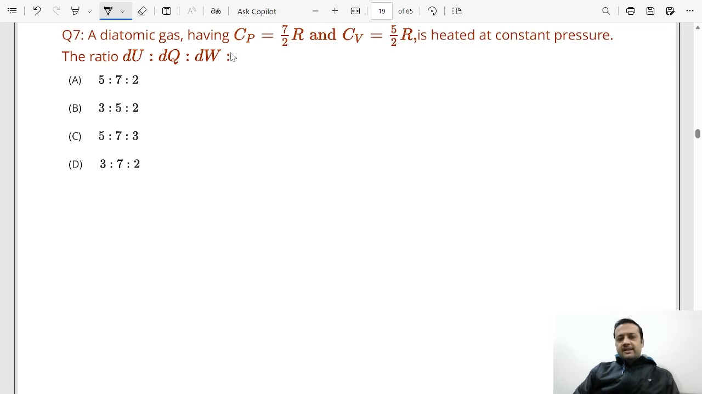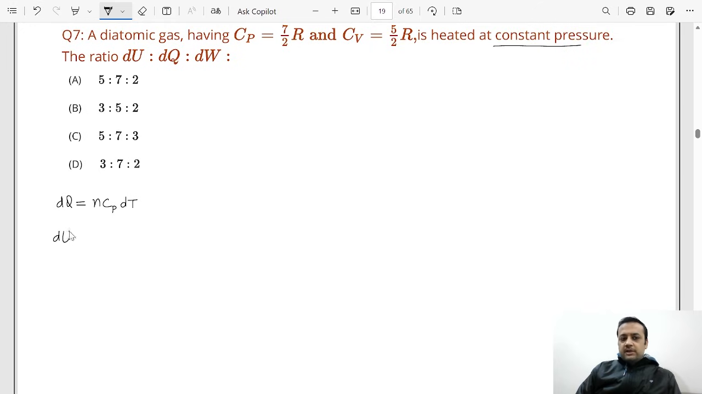Here what happens, there is a diatomic gas. Cp is equal to 7 by 2 R, Cv is equal to 5 by 2 R, heated at constant pressure. Then the ratio dU is to dQ is to dW. Now see, when you heat something at a constant pressure, dQ can be written as n Cp dT. Okay, because for a constant pressure, the molar specific heat will be Cp, right?